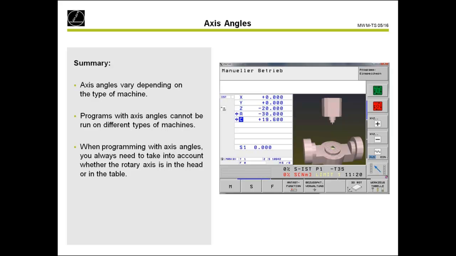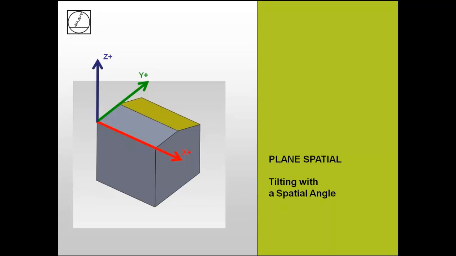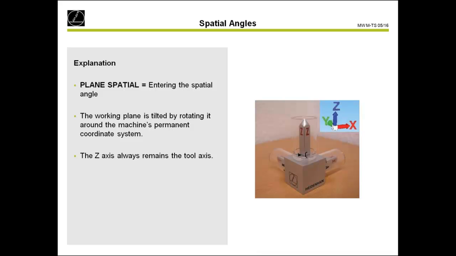It's better if you have two rotary axes that you use the spatial angles. So spatial angle, there we have a function, so-called plane spatial. And with this plane spatial, we can program spatial angles. And therefore, we also have our coordinate system.